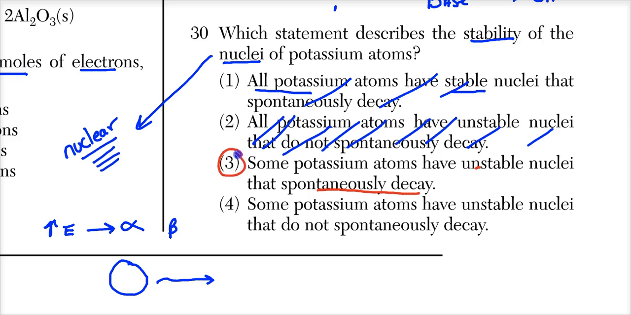And that's the best answer. And now choice 4 makes no sense. Some potassium have unstable nuclei that do not spontaneously decay. Now, if you're unstable, you would naturally give off particles to relieve your stress and relieve your energy requirement. So this doesn't make any sense. Things that are unstable decay spontaneously, which means they do give off their particles and energy to get stable. So number 3 is the best answer for number 30, choice 3.